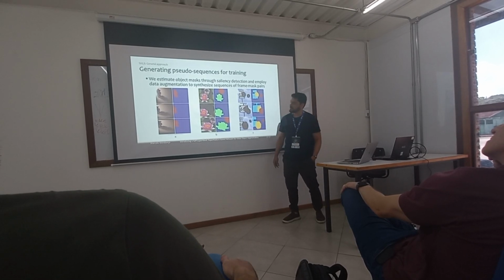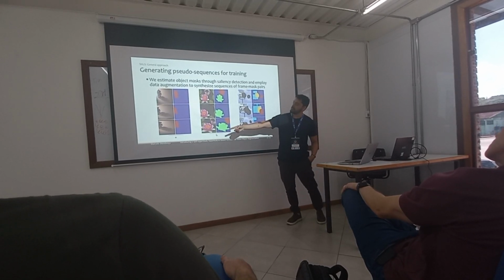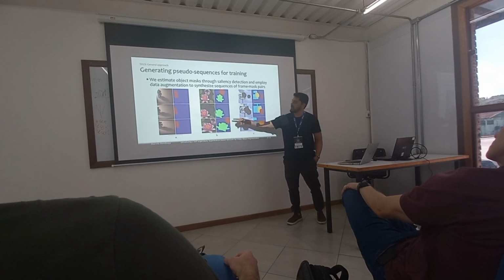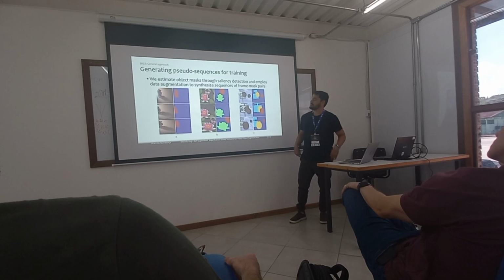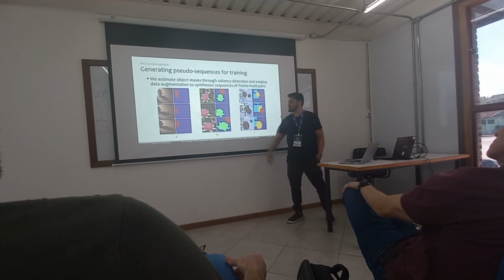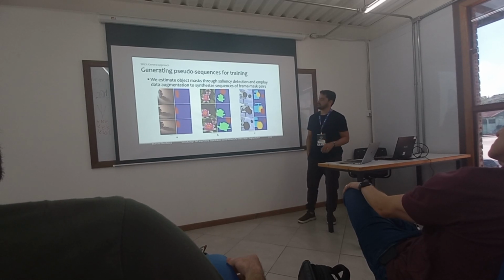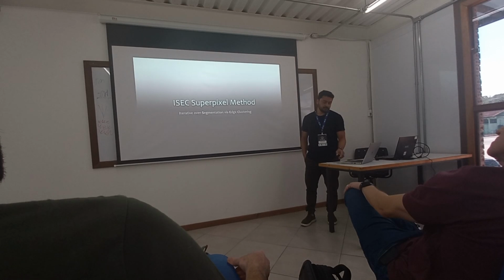Here we have some examples of sequences with just a single object and multiple objects, blending together different images from a static image data set. And the masks are generated through SHLS detection. So we simulate these videos to train our method.